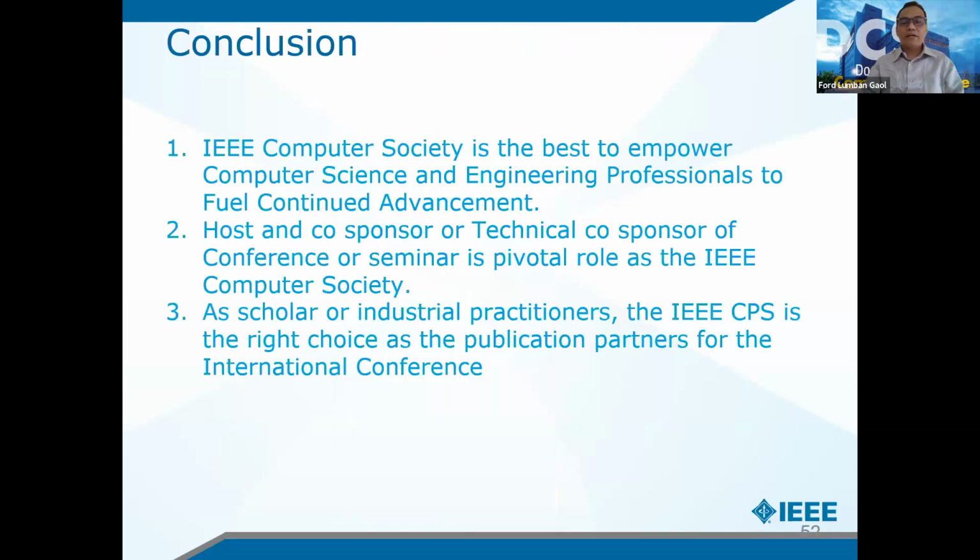So this is my conclusion. IEEE Computer Society is the best to empower computer science and engineering professionals to fuel continued advancement. This is based on my experiences with other members and other activities that we conducted. And of course, hosting, co-sponsoring, and technically sponsoring corporate seminars is a pivotal role of IEEE Computer Society. It is very important, not only to the organizer but also to the chapter itself, because if you are not running this, the chapter can be in a very bad situation and be dissolved, if there are not at least 2 activities in 1 year.